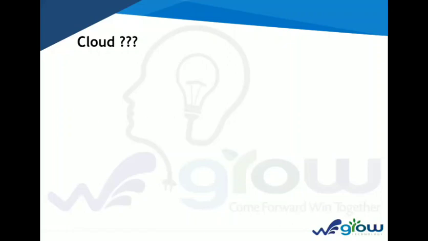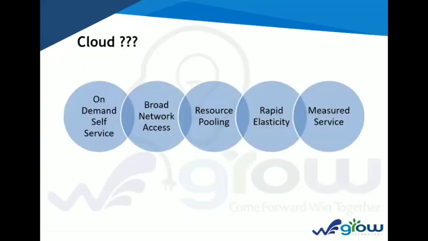So that is where the cloud relies, right? The actual data center and the virtual data center, what you are actually telling the interview panelist is about 5 parameters. It relies on 5 parameters. Those 5 parameters are nothing but on-demand self-service, broad network access, resource pooling, rapid elasticity, and measured service.